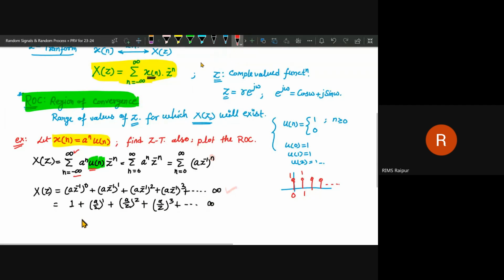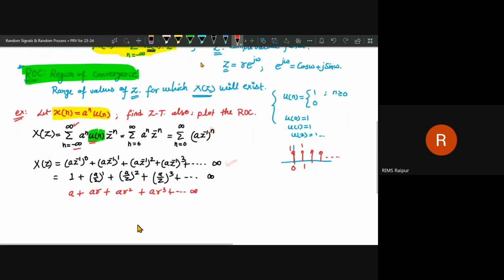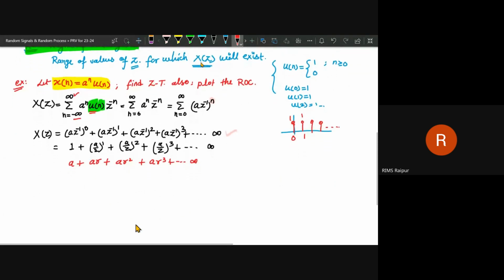Now tell me which sequence this is. A plus AR plus AR square plus AR cube, and so on. Tell me the sequence which I have written here. Yes, GP.